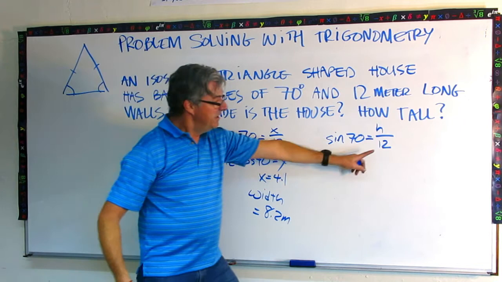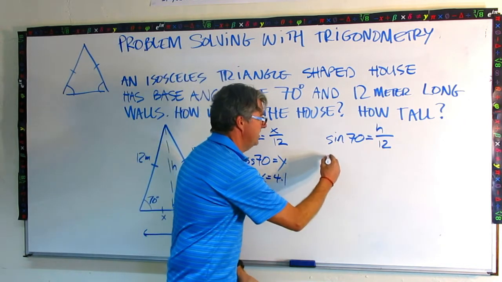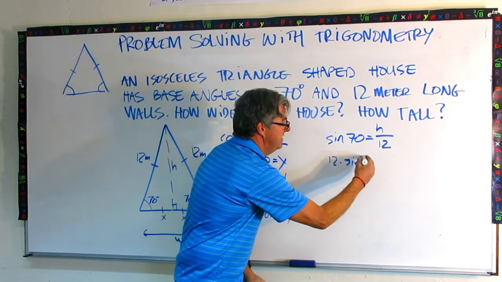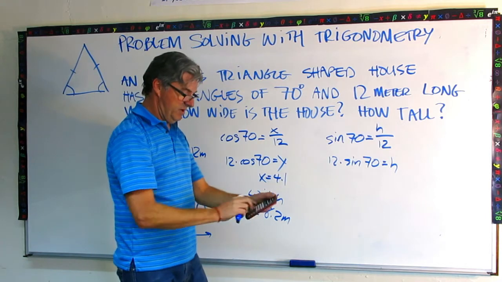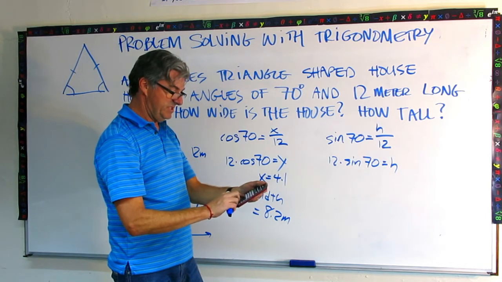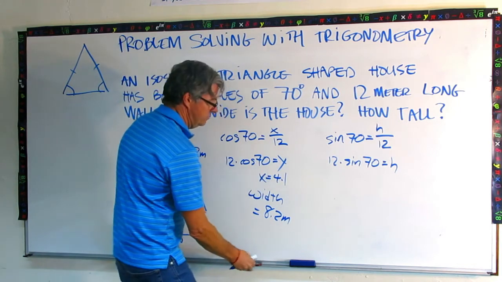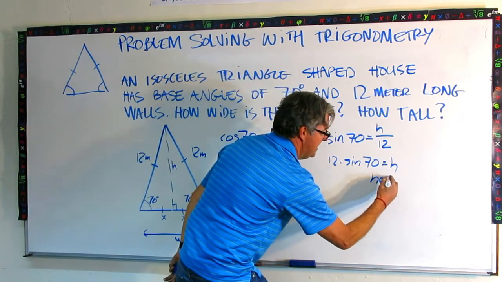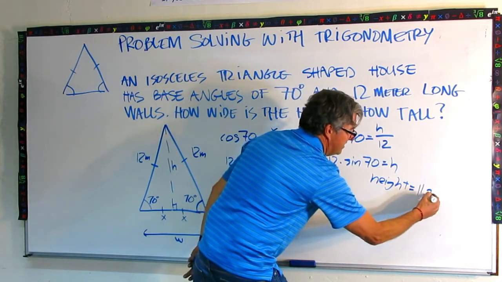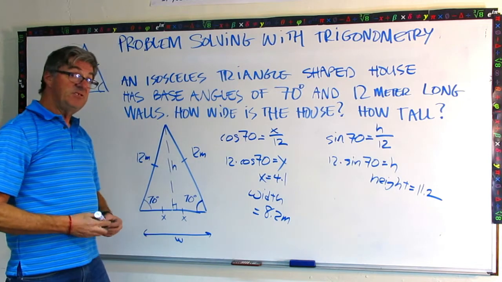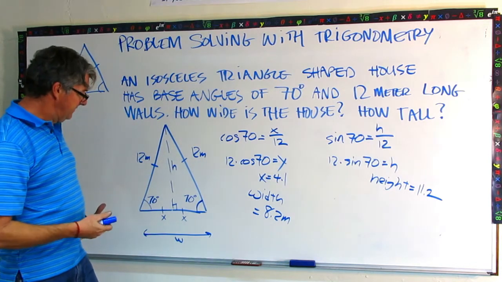Same deal here. The variable's up high, so I multiply the base times this side. So I get 12 times sine 70 equals H. Pull out my calculator. 12 times sine 70 equals 11.2. So H, which is the height, equals 11.2.